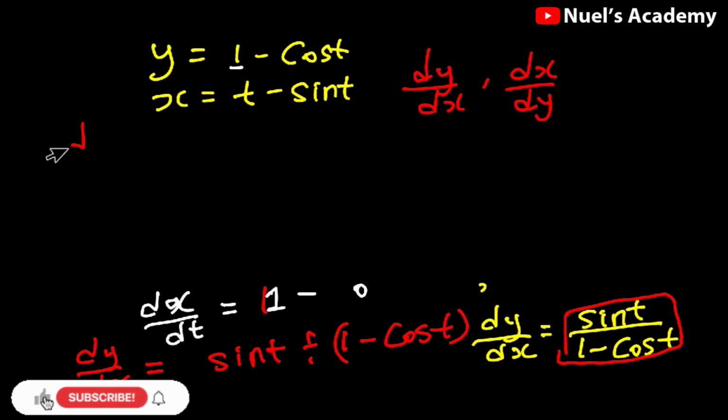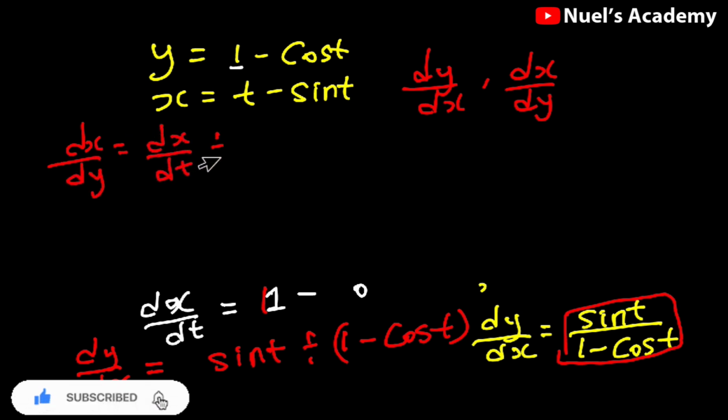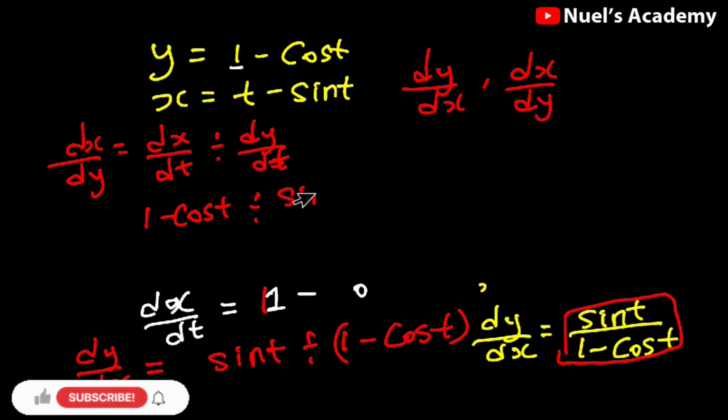Now to find dx/dy, this is going to be equals to dx/dt divided by dy/dt. Alright, now the dx/dt, which we have found earlier, is equals to, oh no, I've wiped it out, but then the dx/dt is equals to 1 minus cosine t, then divided by dy/dt, which is equals to sine t.